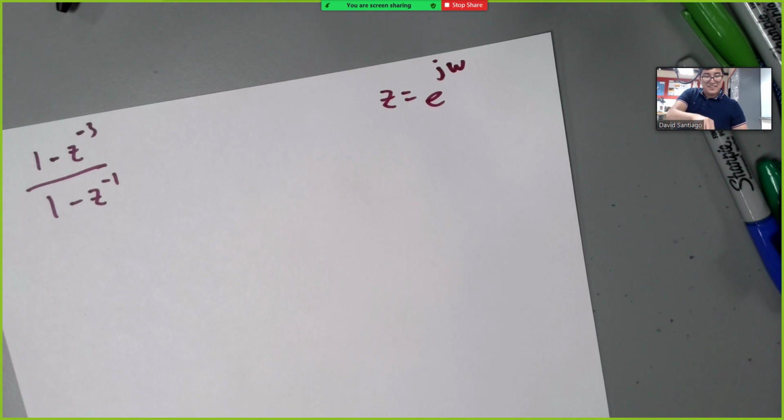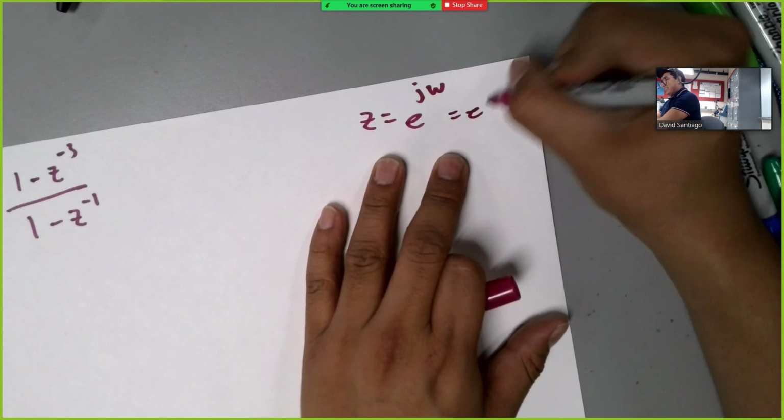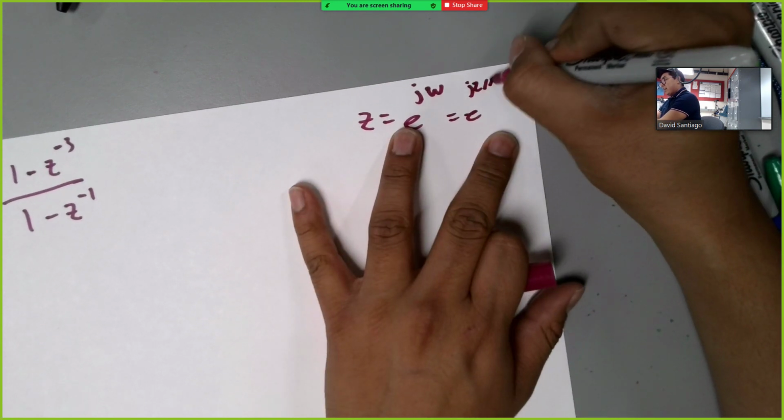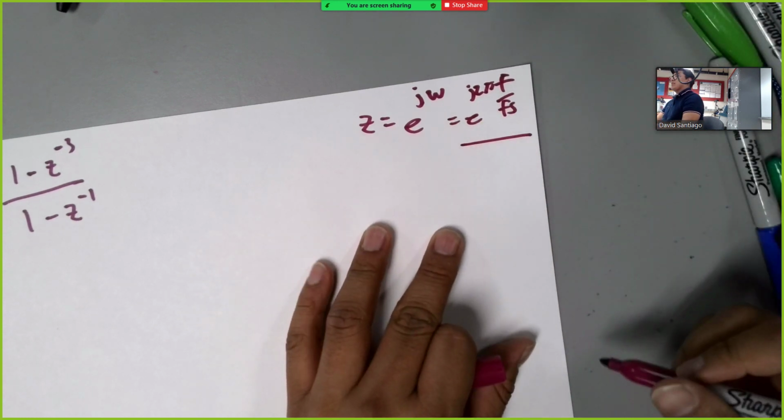E to the j omega, I feel like there's something missing. Give me a moment. E to the j omega. Yeah, for our assumption right now, just keep it like that. But if you wanted to do this in terms of sampling, e to the j 2 pi f over f of s is the more technical term.